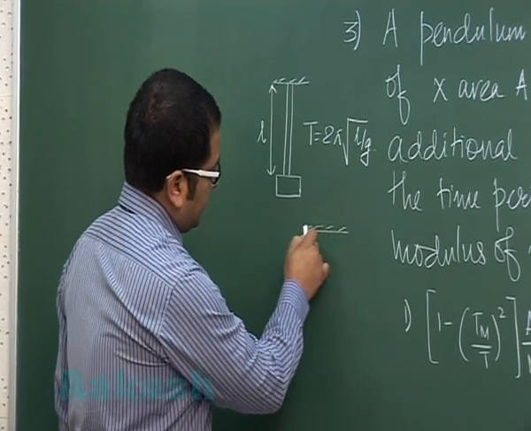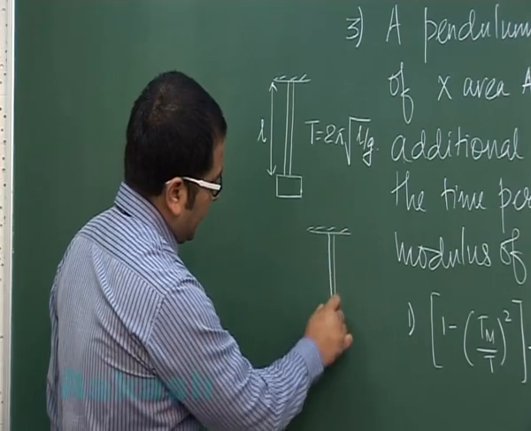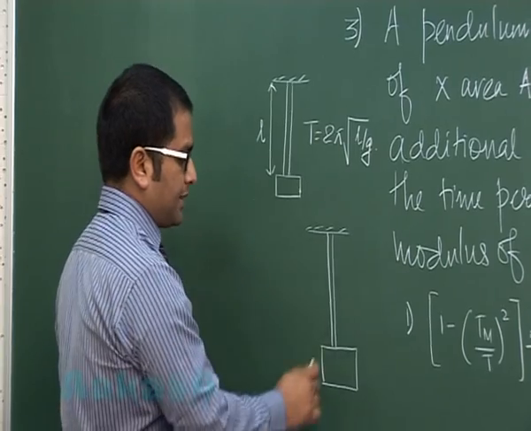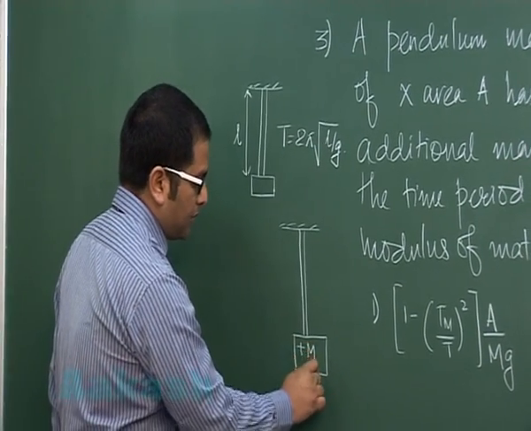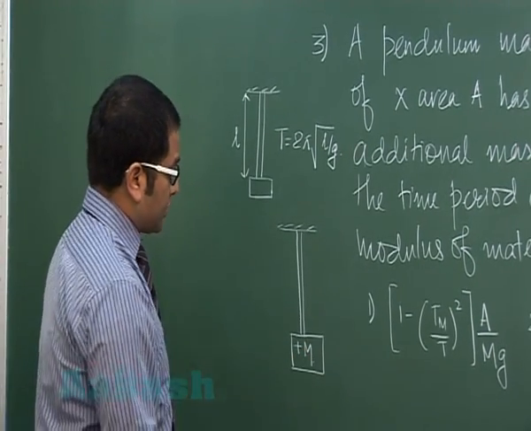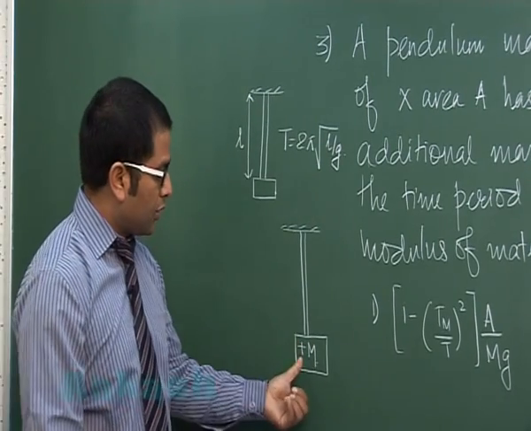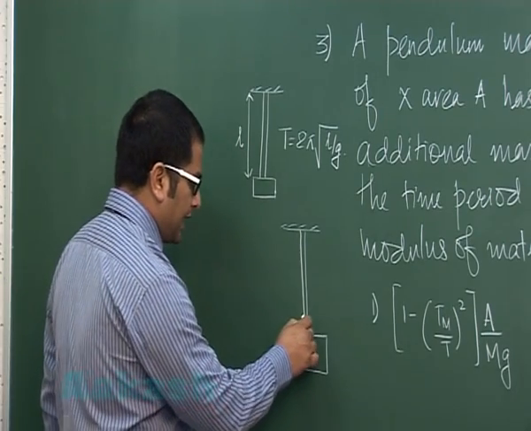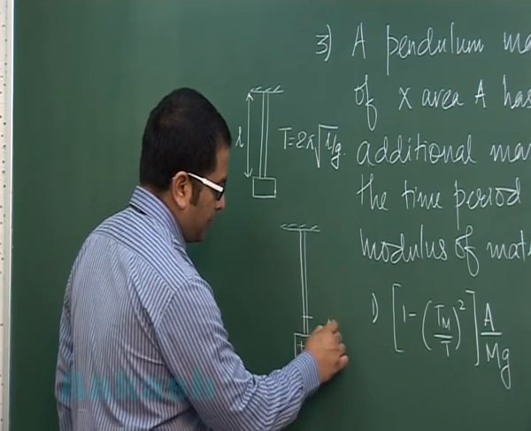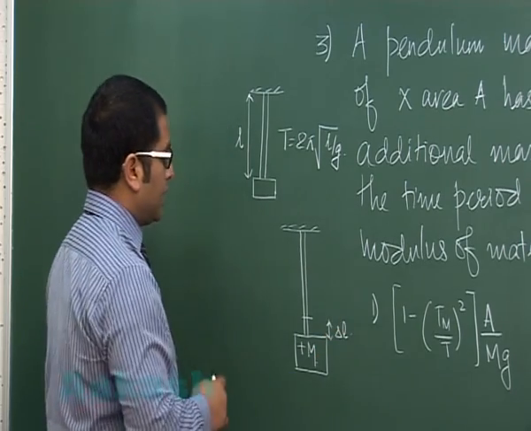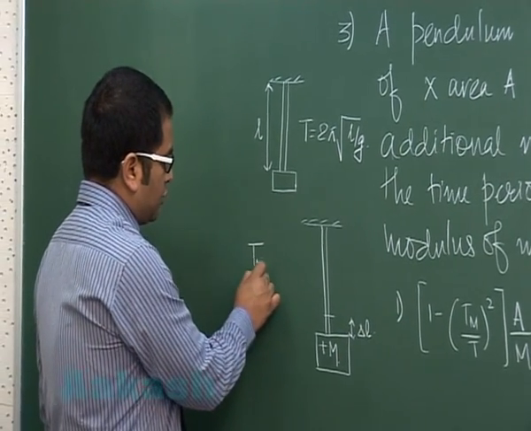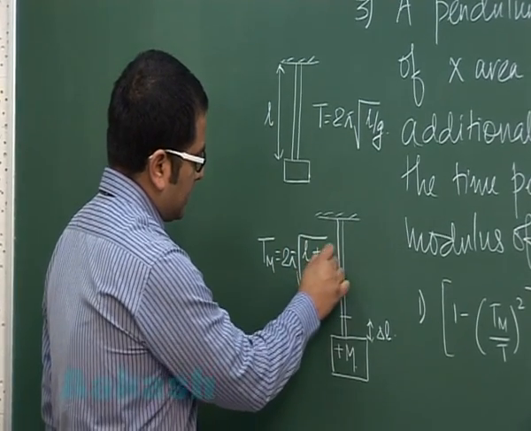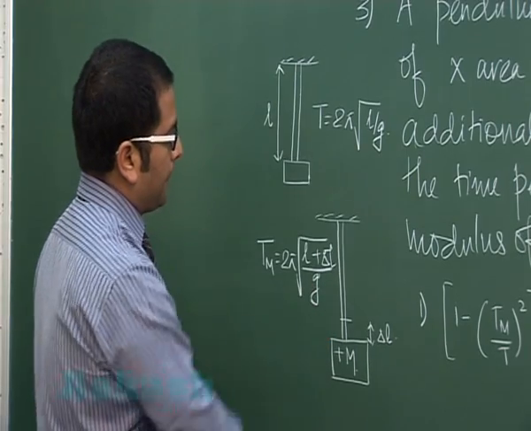At the second instance, what has been done is an additional mass has been kept. So whatever was the mass plus m is there. Of course, when you add additional mass, this would also result into extra elongation of the wire. So let that extra elongation of the wire be delta L. So now the new time period would be given by 2 pi under root L plus delta L by g.